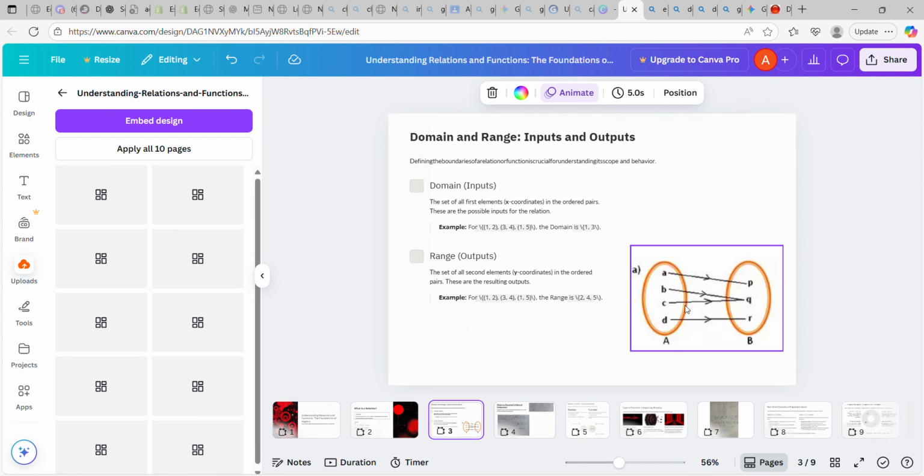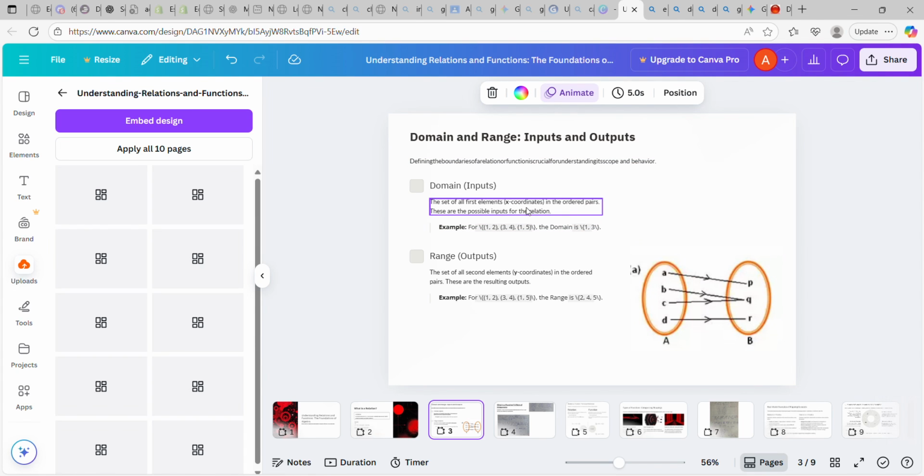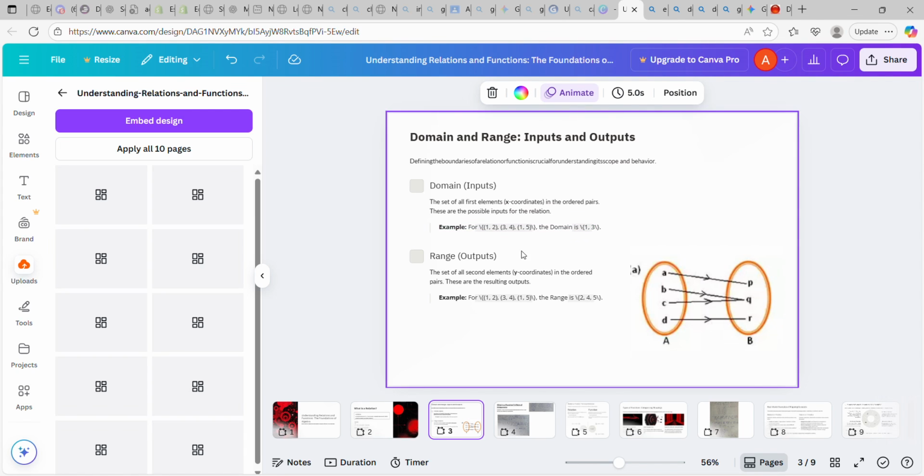Like you can see here, it's talking about A. First elements means x, in the ordered pair. These are the possible inputs for the relation. For example, (1, 2), (2, 3), (5, 3), (4, 1). The domain is {1, 3}.